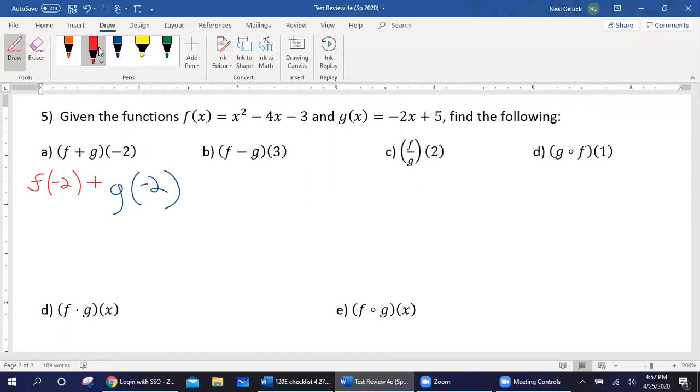So f of -2 just means I'm popping -2 into the function. That would be 4 plus 8 minus 3, which is going to give me 9. Pop -2 into the g function. That's going to give me 4 plus 5, 9 as well. And so I get 18.